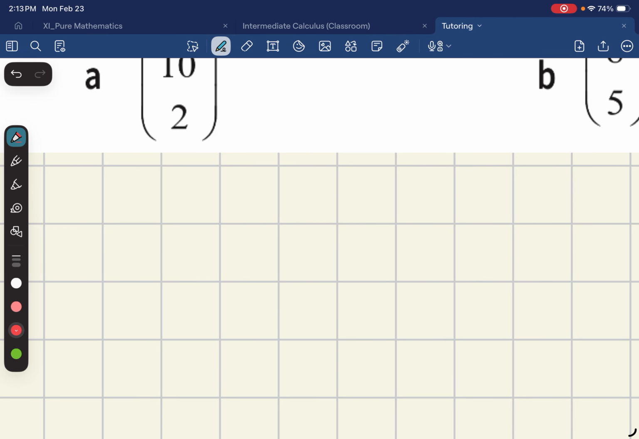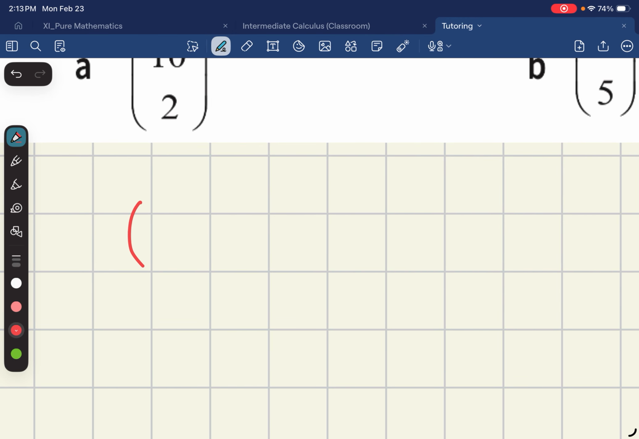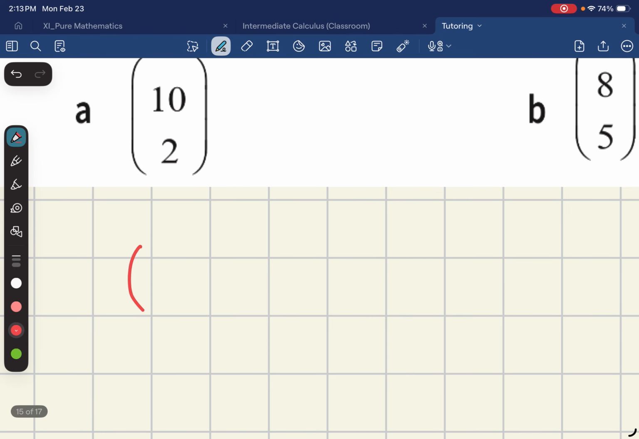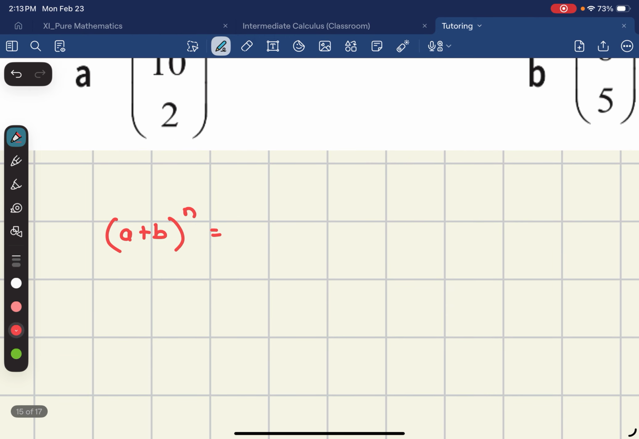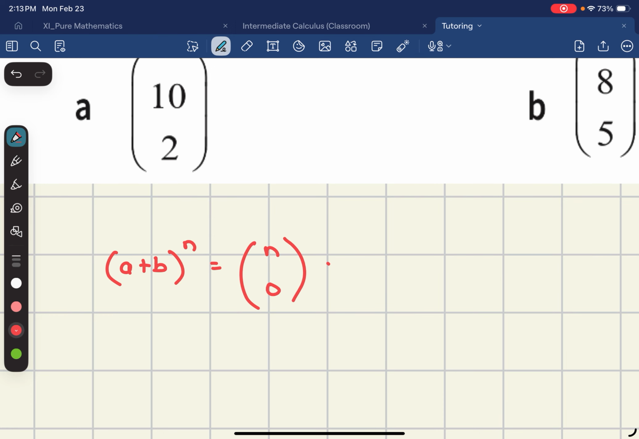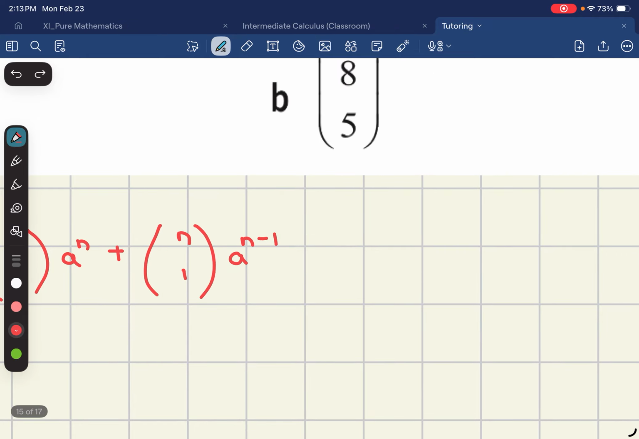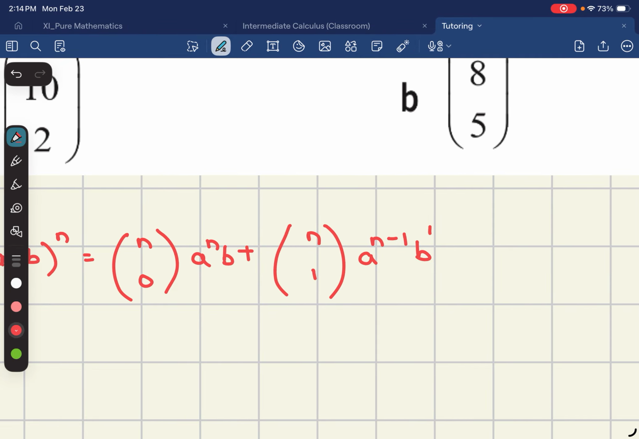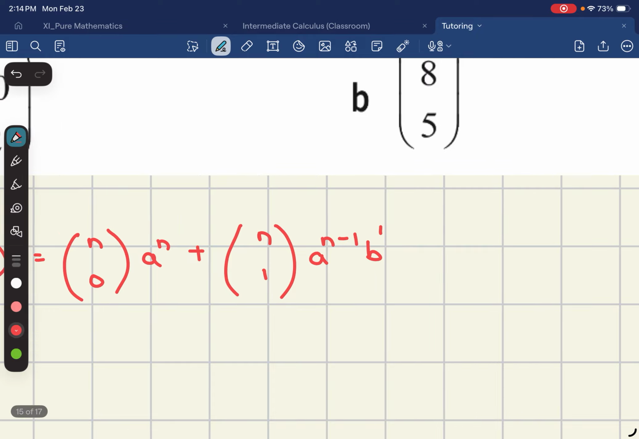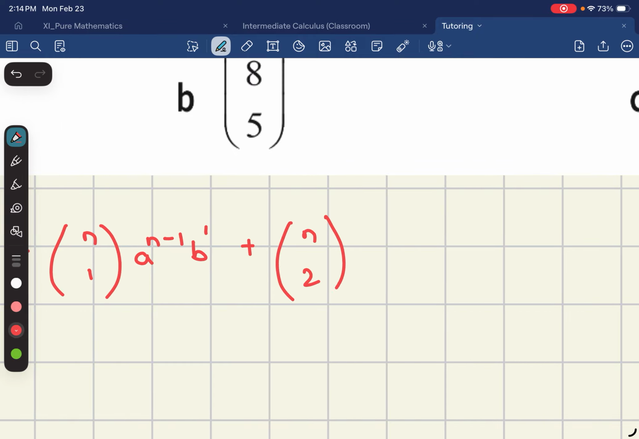So we know how to expand using Pascal's triangle, but if you want to expand using the binomial theorem, the binomial expansion, then this is how you are going to do it. (a + b)^n is going to be nC0 a^n plus nC1 a^(n-1) b. You do the upper coefficient minus the lower coefficient for the power of a, and b is always raised to the lower coefficient. So in this case, b is to the power 0, which is just 1, so that's why we don't write it here. And then we have nC2 a^(n-2) b^2, and so on.